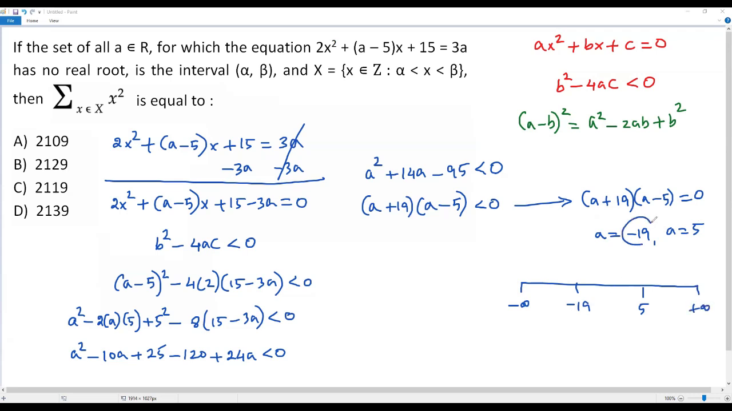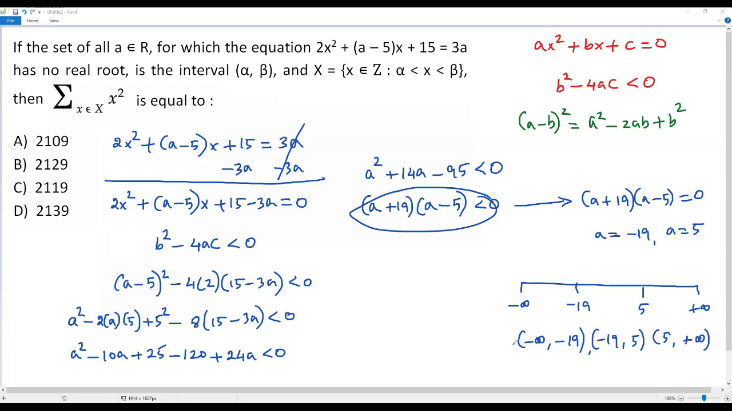So using these two values of a, we can split up the number line into three intervals. The first interval is negative infinity comma negative 19, the second one is negative 19 comma positive 5, and the third one is 5 comma positive infinity. Now we can check each interval with this quadratic inequality, and we have to consider the interval which satisfies this inequality.